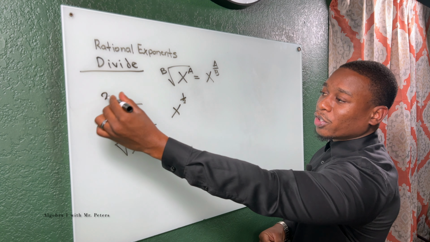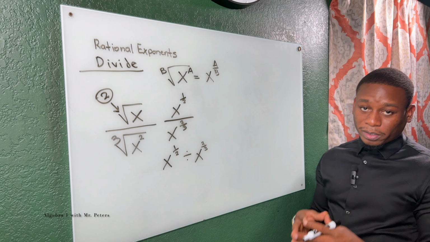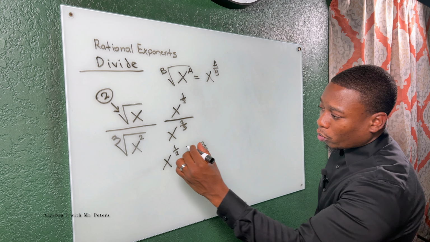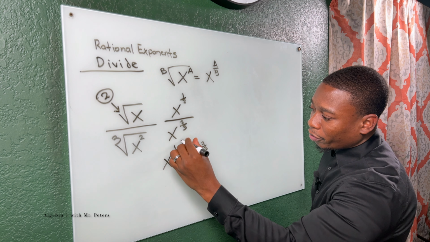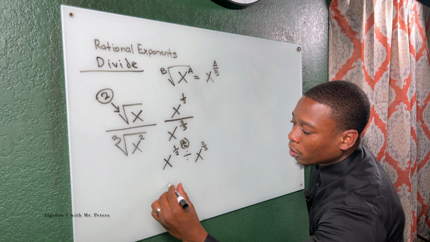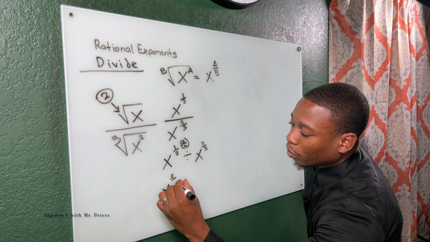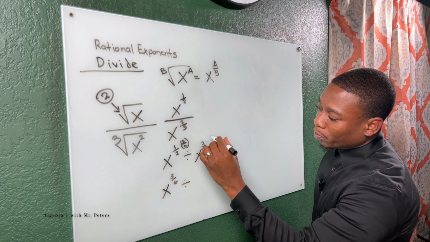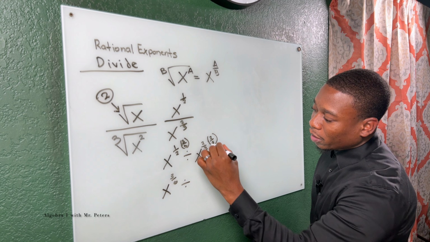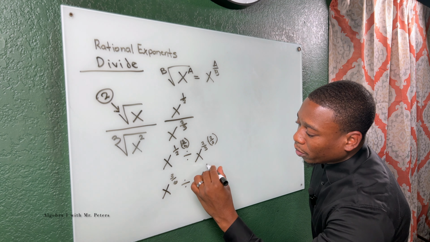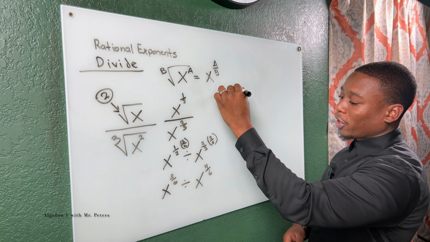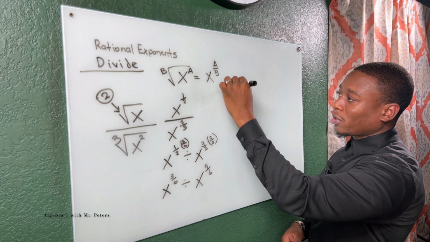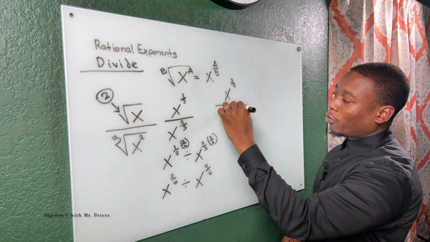So right now, lowest common denominator is probably going to be 6, right? So we're going to multiply top and bottom by 3 for 1/2. So we get x to the 3/6 divided by, and in this fraction, I'm going to multiply top and bottom by 2 to get the same denominator. So x to the 4/6. Now that we have the same denominator, now let's just put it back in the fraction. So x to the 3/6 divided by x to the 4/6.